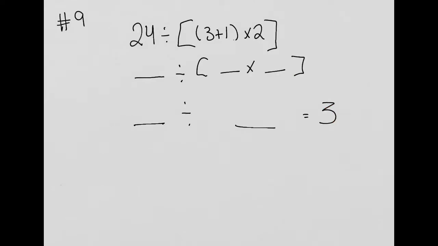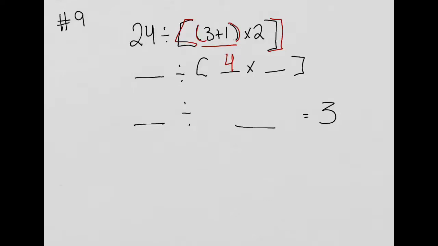Here's number 9 in your packet. I approach the problem and I look. Do I have parentheses, brackets, or braces? Yes, I do. I have brackets, which are here, and parentheses, which are here. So I look inside the bracket and the parentheses are sitting there. I will actually work the parentheses first. So I have 3 plus 1, which is 4.